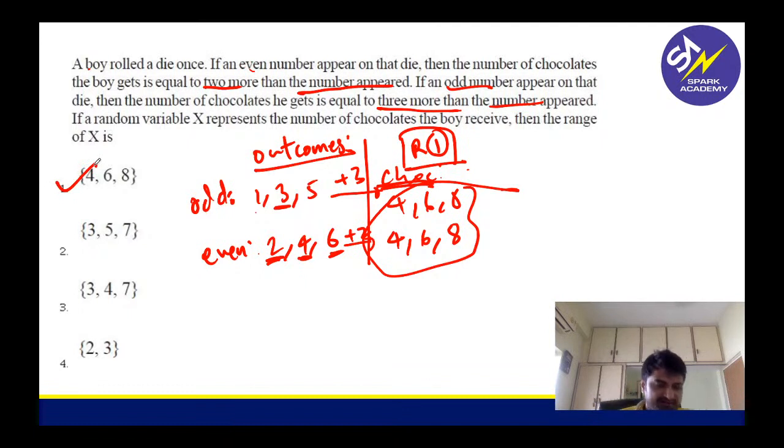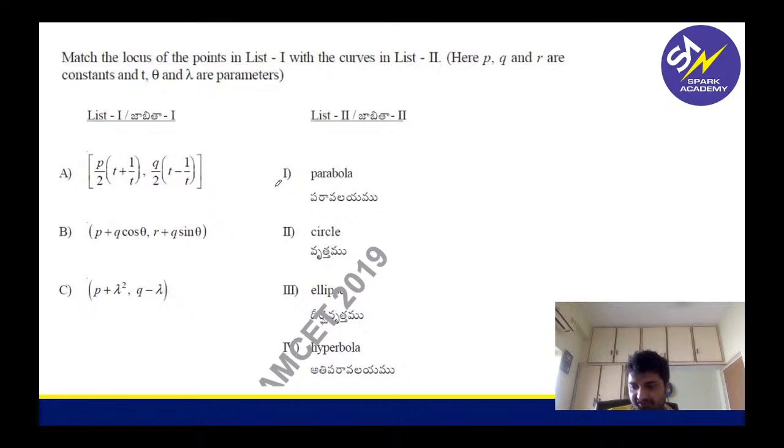No need of any probability, Indranil. This is just a range question. They are just asking the range. It's simple addition, subtraction. That's it. Don't make the mistake which I made: for even you have to take plus 2, for odd you have to take plus 3. So this is the first question of the day. Next question, guys. So easy, right? First question easy. Only you have to be careful.